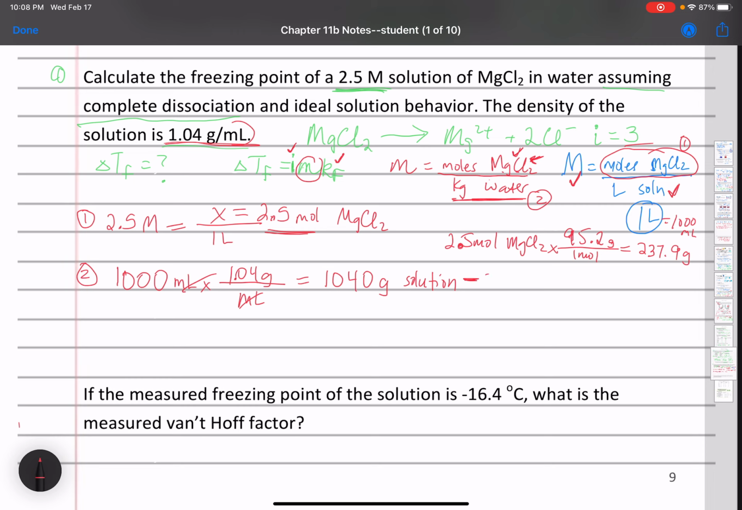So we're gonna subtract that from the mass of our solution. I have to type this in my calculator, 1040 minus 237.9. That's an extra sig fig. I don't need it, so I'm gonna drop it. So I'm just gonna call it 802 grams of water. That's the proportion of the solution that's water. So now I have kilograms of water.